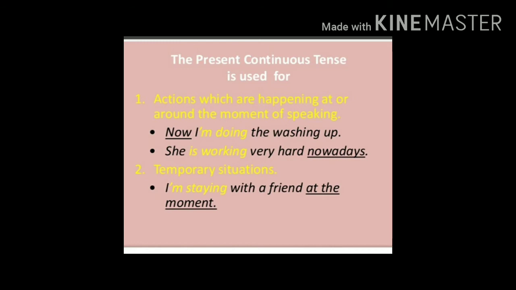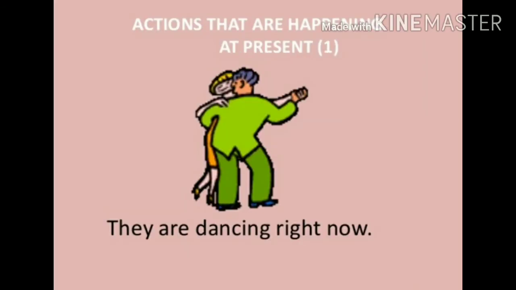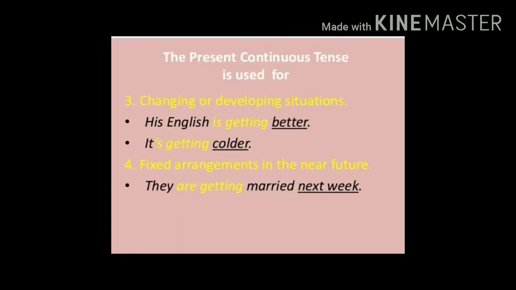And also we use it for temporary situations. I am studying with a friend at this moment. It continues at this particular moment. That is a temporary situation. It will be changing the next moment. It's used for the actions that are happening at present. They are dancing right now. It continues for a certain period of time.